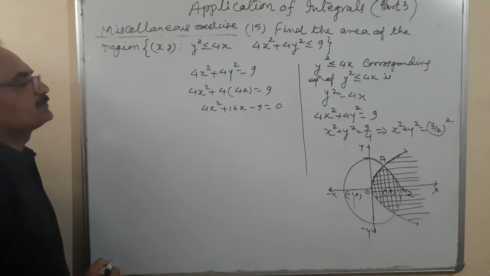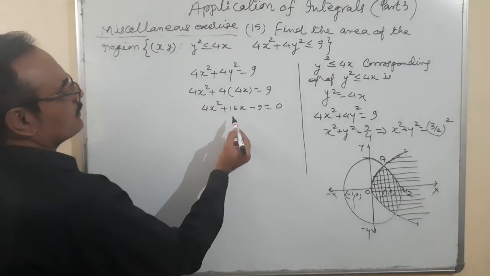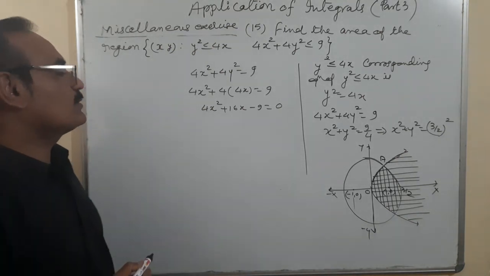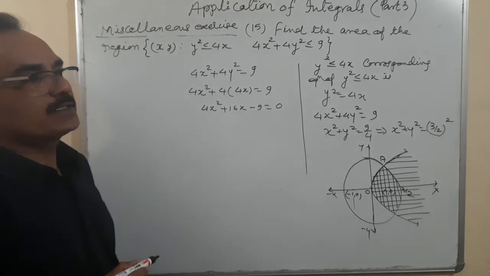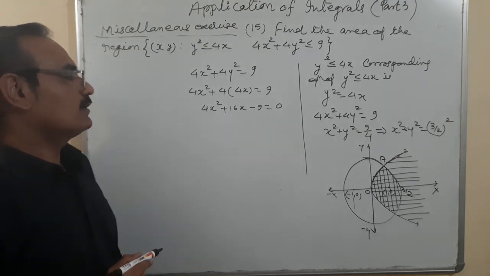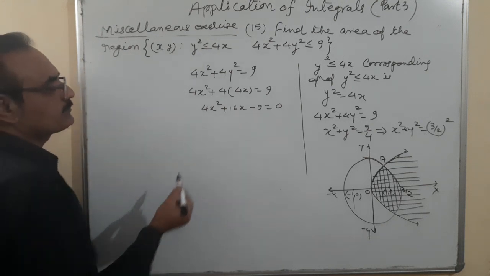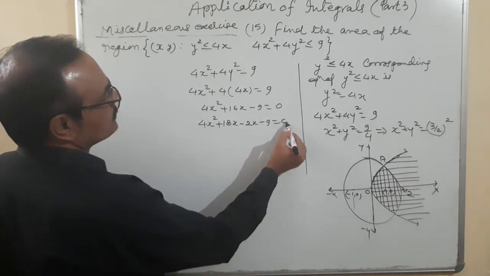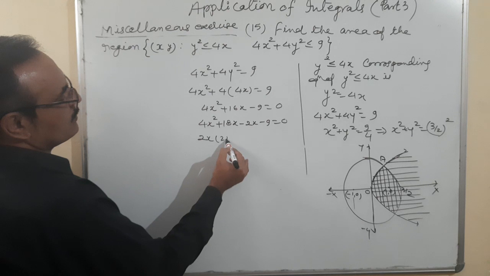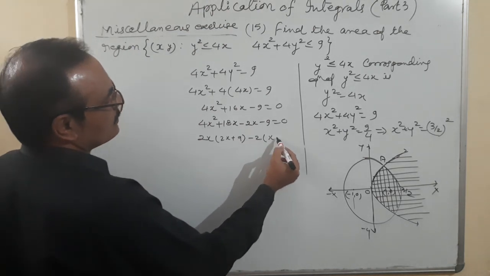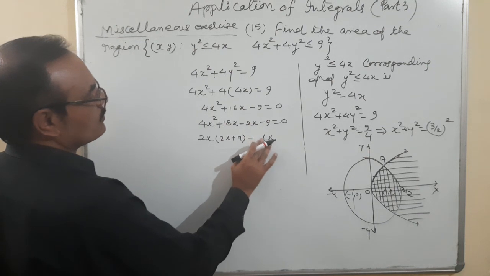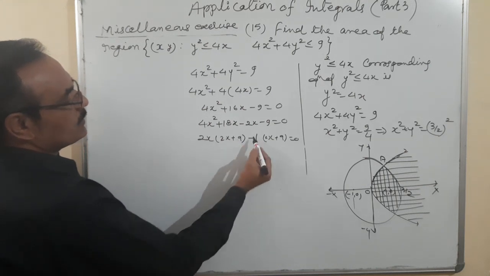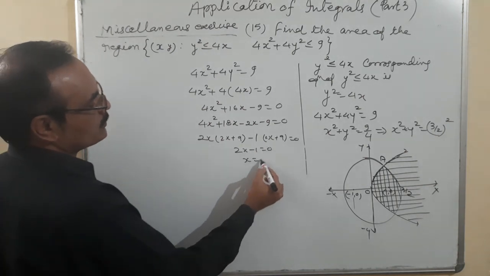9 times 4 is 36. So which numbers should be taken so that their sum or difference is 16? 18 and 2, 18 times 2 is 36. 4x square plus 18x minus 2x minus 9 is equal to 0. 2x common, 2x plus 9, minus 1 common, 2x plus 9 is equal to 0. So x is equal to minus 4.5. And 2x minus 1 is equal to 0, therefore x is equal to 1 by 2.